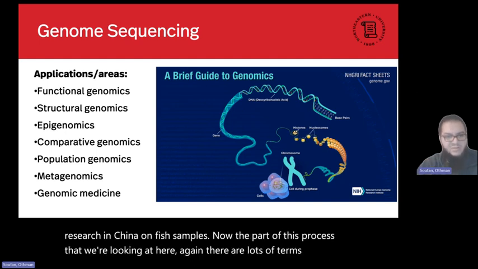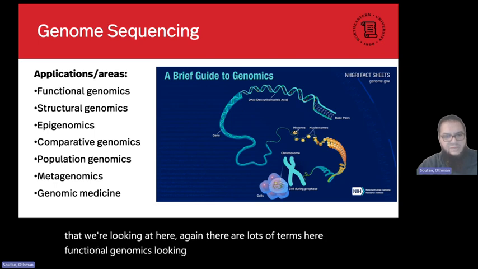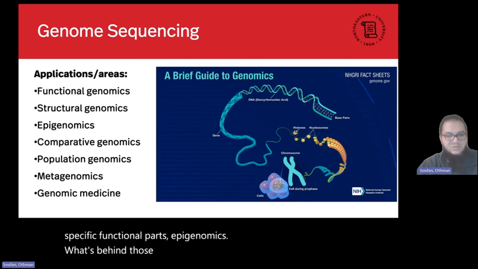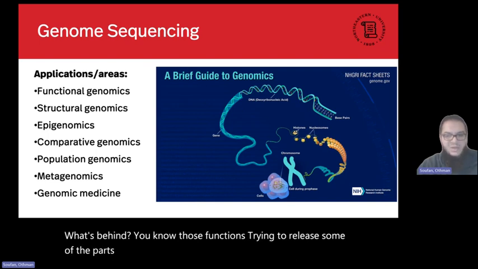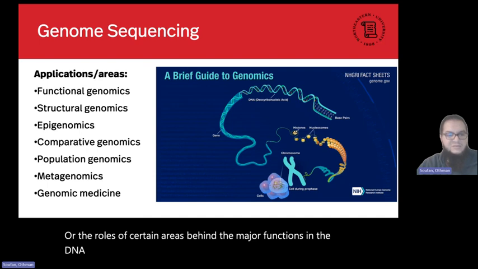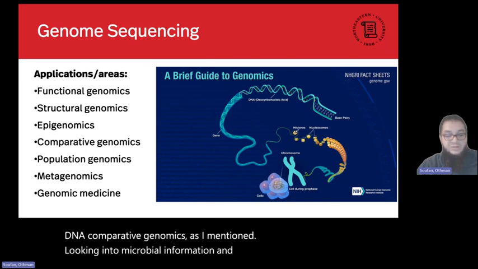Now, the part of this process that we're looking at here, again, there are lots of terms here: functional genomics, looking into knowing the functions and specific function parts; epigenomics, the what's behind those functions, trying to release some of the parts or the roles of certain areas behind the major functions in the DNA. Comparative genomics, as I mentioned, looking into microbial information and other different, metagenomics.